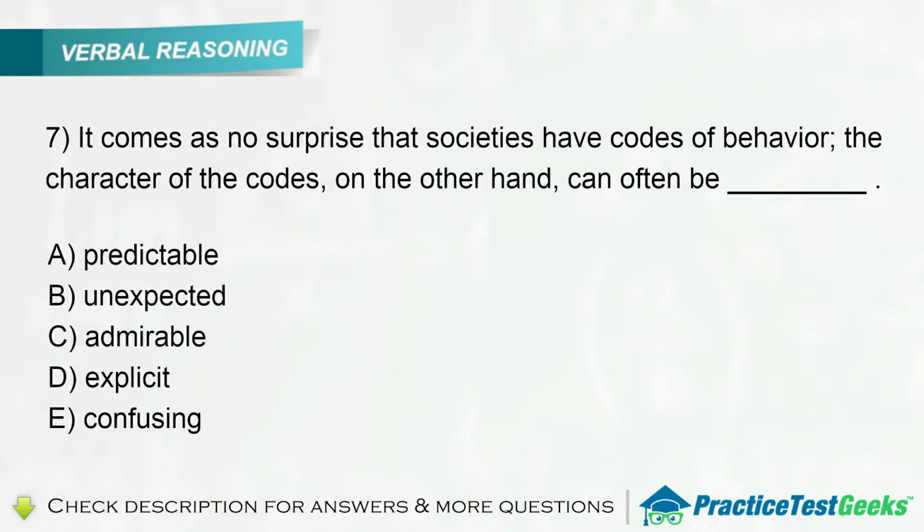Question 7. It comes as no surprise that societies have codes of behavior. The character of the codes, on the other hand, can often be blank. A. Predictable. B. Unexpected. C. Admirable. D. Explicit. E. Confusing.